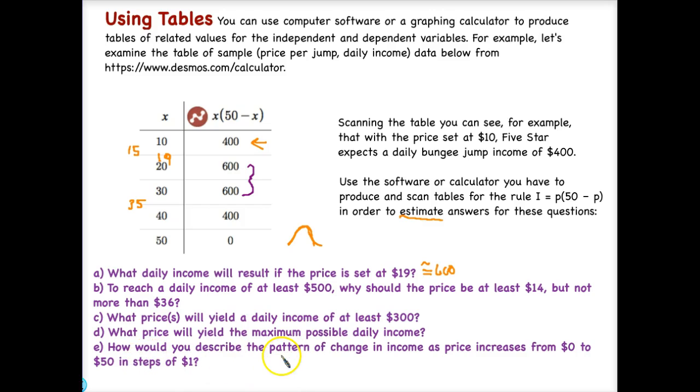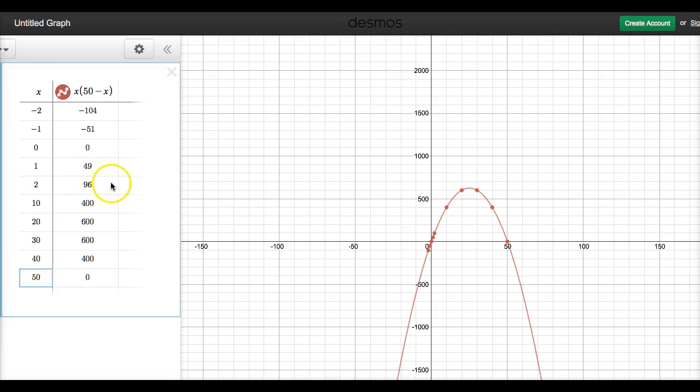How would you describe the pattern of change in income as price increases from 0 to 50 in steps of 1? Let's go back and look at our actual graph. Here's our graph and our table. Look at our table. We start at 0, we go up in increments of $1. Look what's happening. And then we do skip. I could put this to 3, 4, 5, all the way to 50. That would be very time consuming. But can you see a pattern? What's happening as our price increases all the way up to $50? Pause the video and think about this for a little while, and then come back.